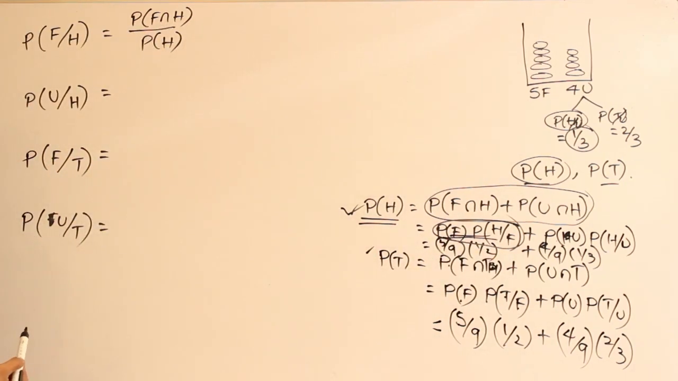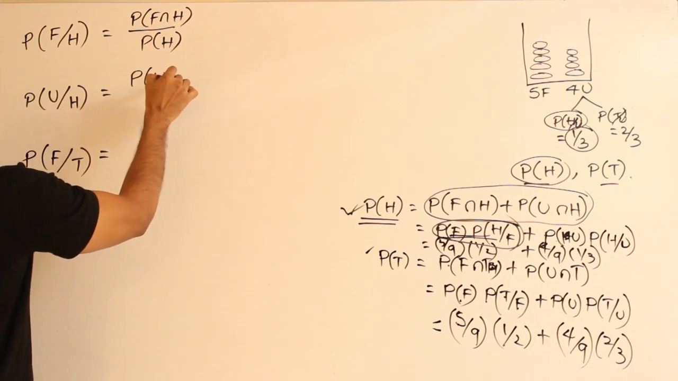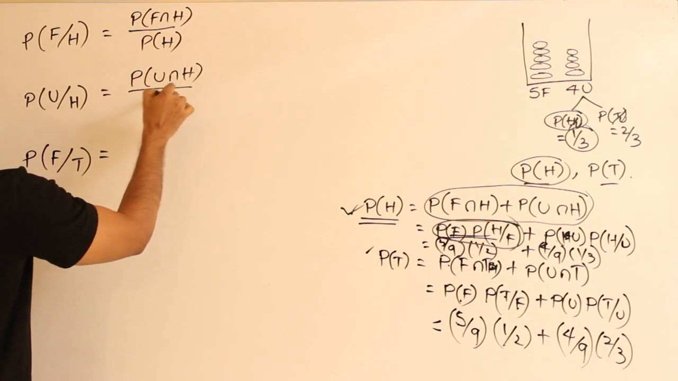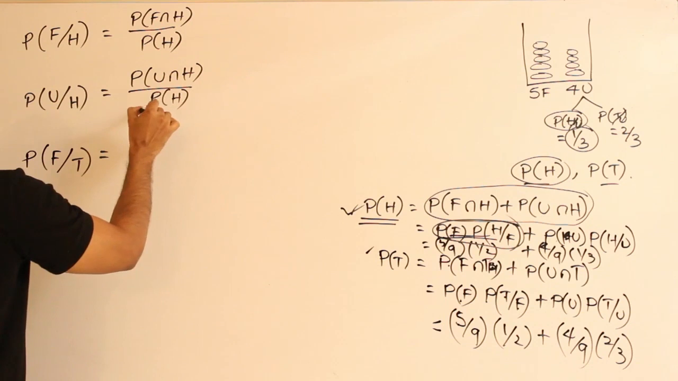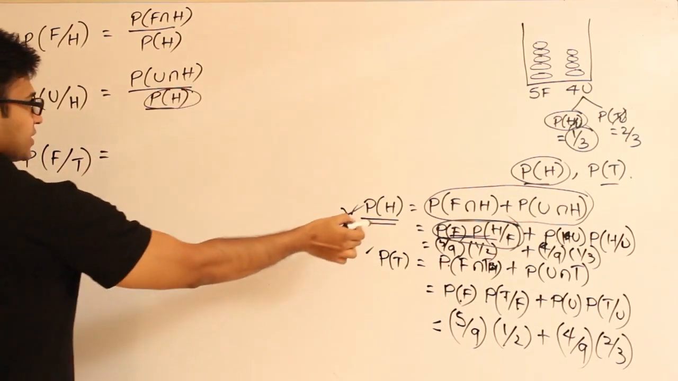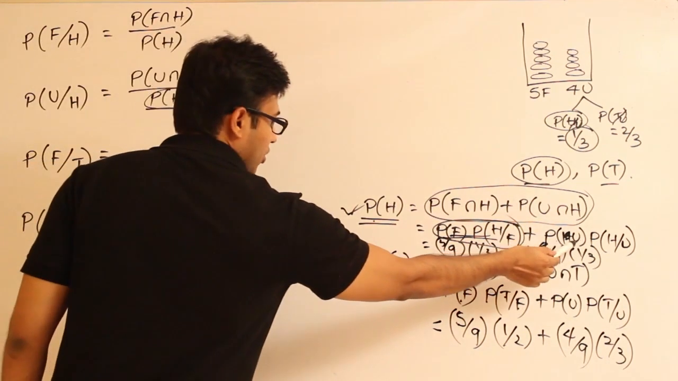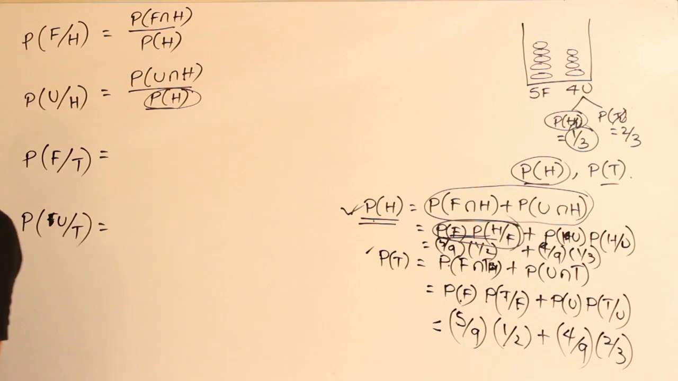And what about this one? What is the probability that the coin happens to be unfair, given that we got a head? It is equal to probability of U intersection H divided by probability of H. Now what is P of H? It is the total probability of getting a head, which means this entire thing. What is U intersection H? Again, it is nothing but P of U into P of H given U, right?